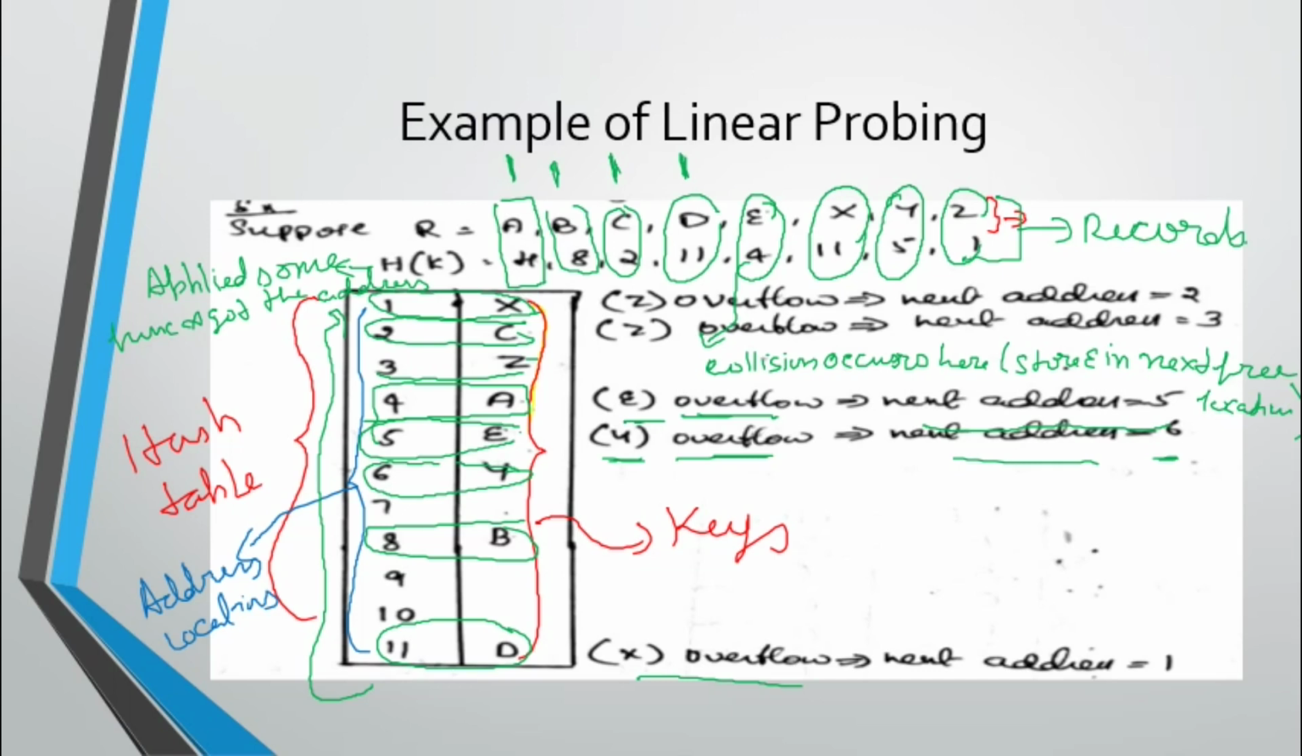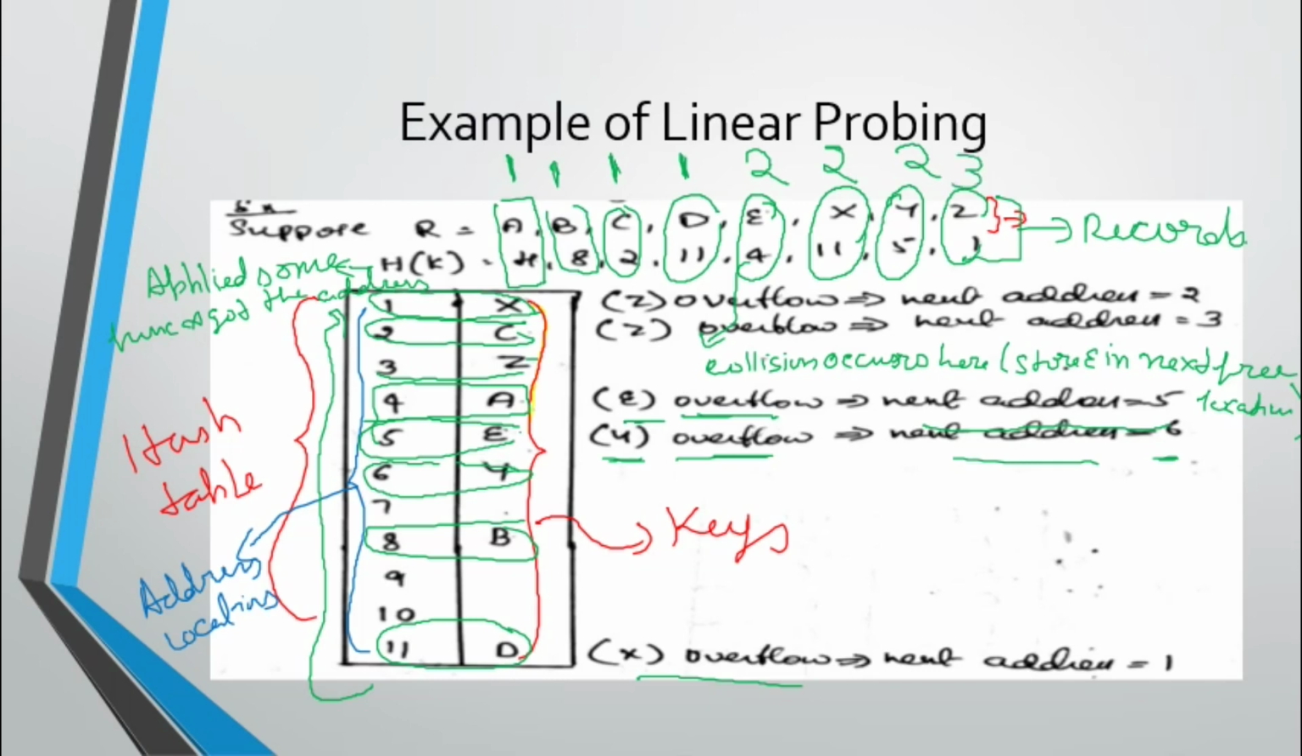So E I built in the next location. So the search length increases by 1, 2. X also has search length 2, because D was already there, so I had to store it in the next one, like location 2. Y is in 5, but 5 already had E, so I had to go one location further. Search length is 2. Z is 1. When I tried to store Z, X and C were already there, so the search length of Z becomes 3.